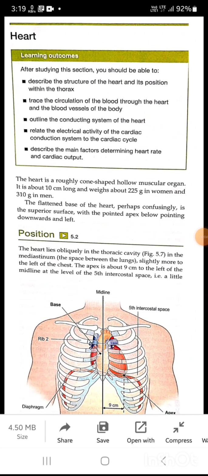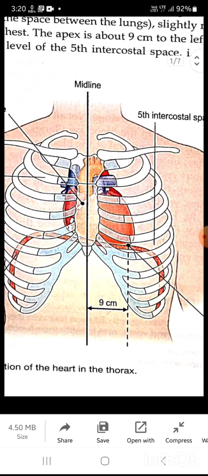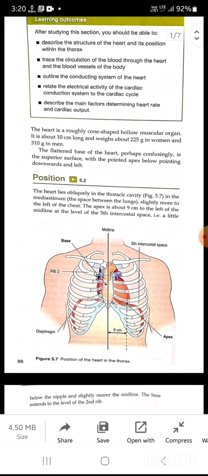Today we will talk about the cardiovascular system. In this, the heart is the main organ in the cardiovascular system. So, the introduction: the heart is a roughly cone shaped, you can see in the picture, hollow muscular organ. It is about 10 cm long and weighs about 225 grams in women and 310 grams in men.